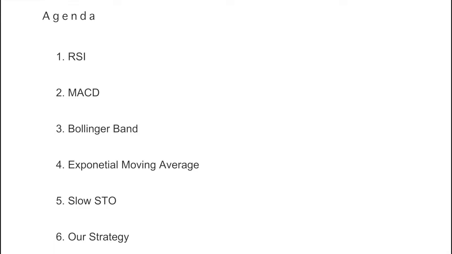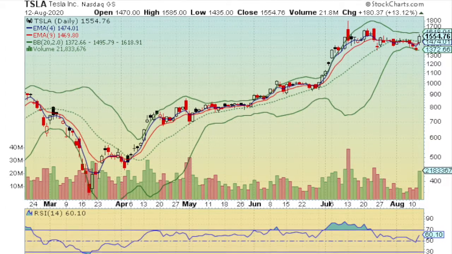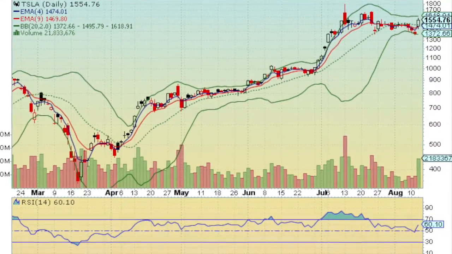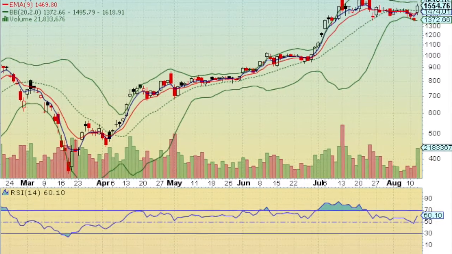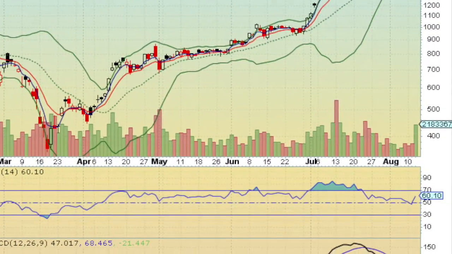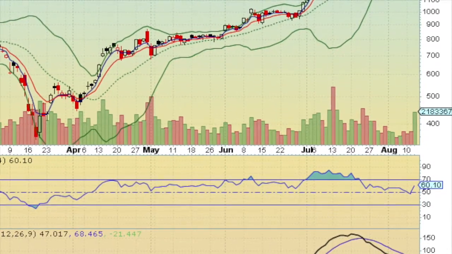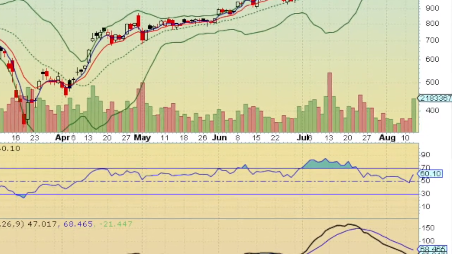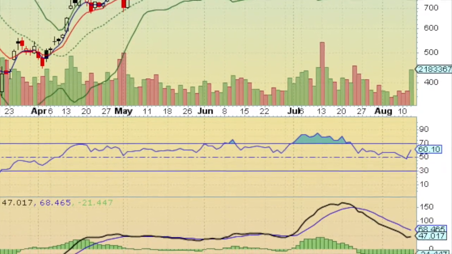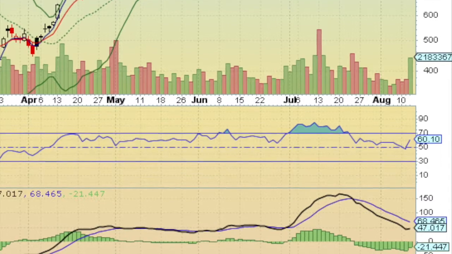The first indicator that we always like to cover is the RSI. The RSI stands for the Relative Strength Index, and it compares the magnitude of the recent gains to the recent losses to attempt to determine whether a stock is overbought or oversold. You can see from this chart here that the RSI ranges from 0 to 100.